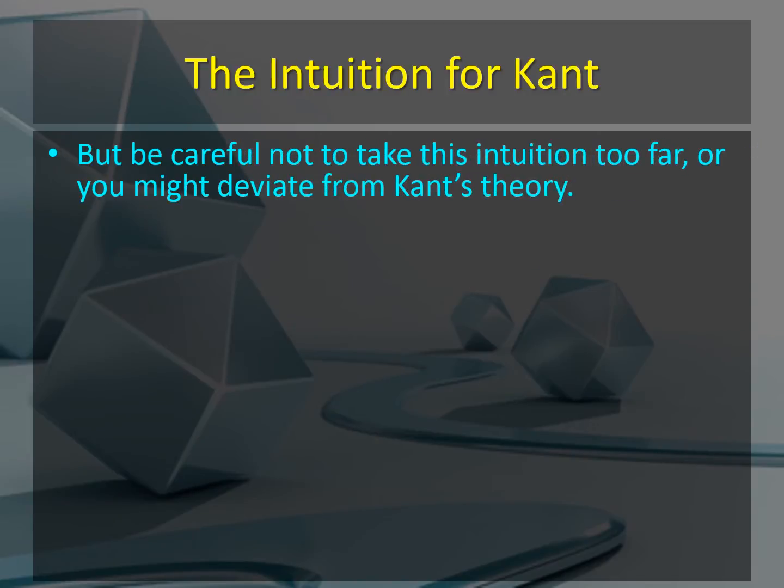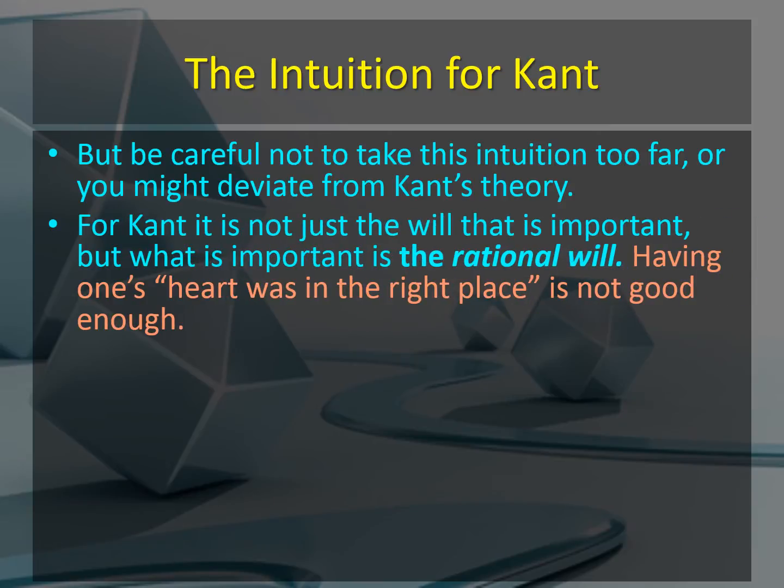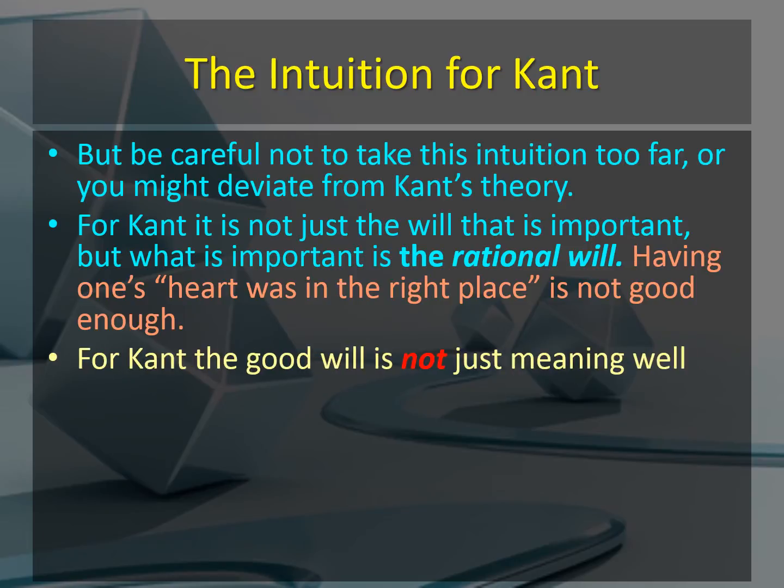But be careful not to take this intuition too far, however, or you might deviate from Kant's theory. For Kant, it is the will that is important, but what is important is that it is the rational will. This is the will that follows the categorical imperative. It is not enough just to have one's heart in the right place, so to speak. For Kant, the good will is not just meaning well, as Jessica, the lifeguard in our example, might have meant well. Since we didn't fully examine her motivations, we cannot know yet whether she acted morally from a Kantian perspective.